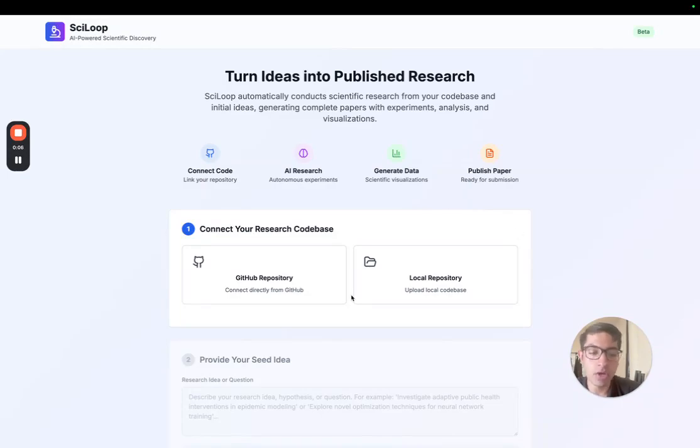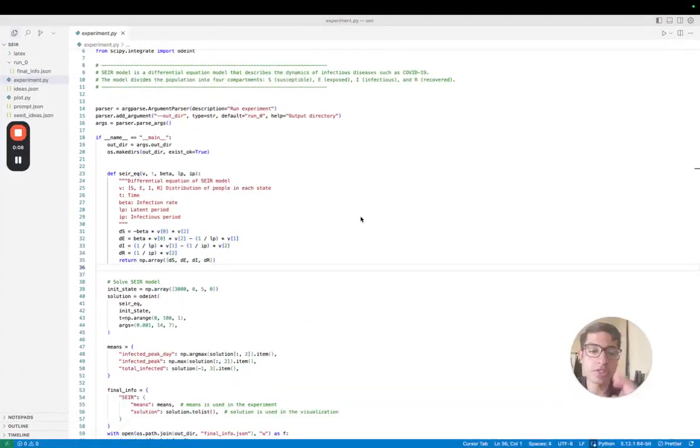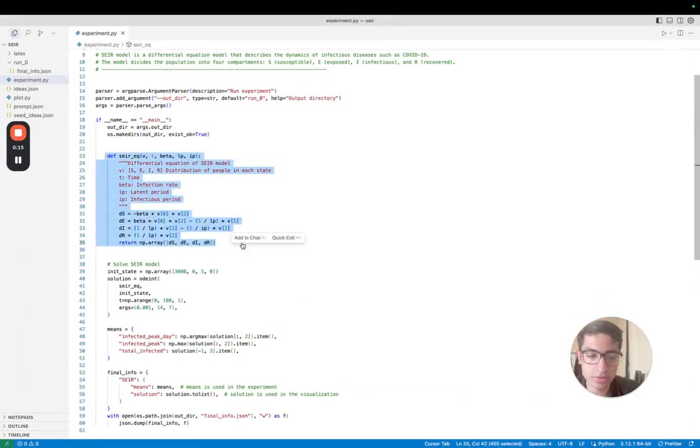Before I start the demo, I would like to inspire you with a research problem. Imagine that you are a researcher studying the spread of infectious diseases, and you're given access to this standard SCIR model, and your task is to see how different intervention strategies affect the spread of infectious diseases.